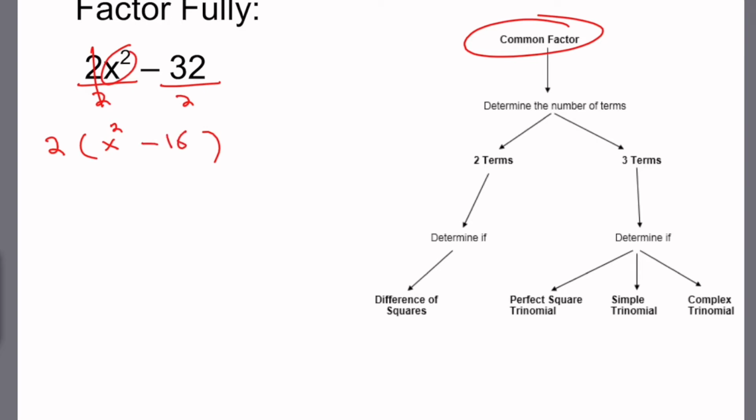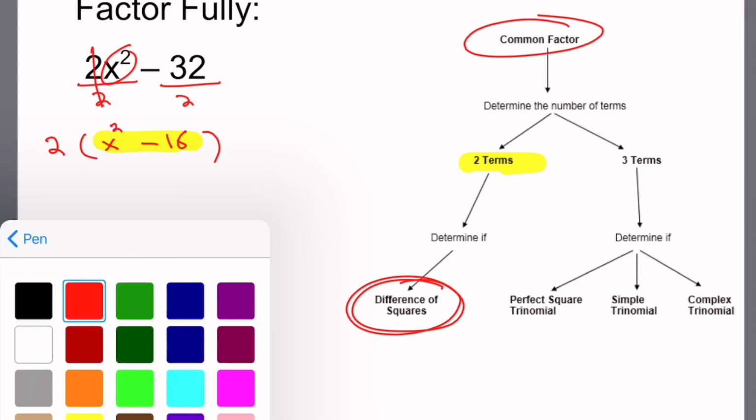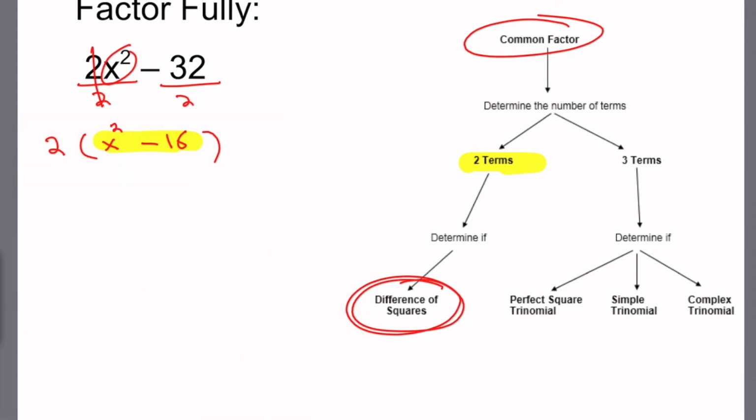Okay, so we common factored, and now we are left with 2 terms in this bracket. So we look at the 2-term side of this tree. We might be done, but we have to check if we have a difference of squares. That's our only option. If it's not a difference of squares, we're done. Looking at x squared minus 16, x squared looks like a perfect square, there's a minus, and 16 is a perfect square, so this is going to be a difference of squares. Now we have to factor it as a difference of squares to factor it fully.